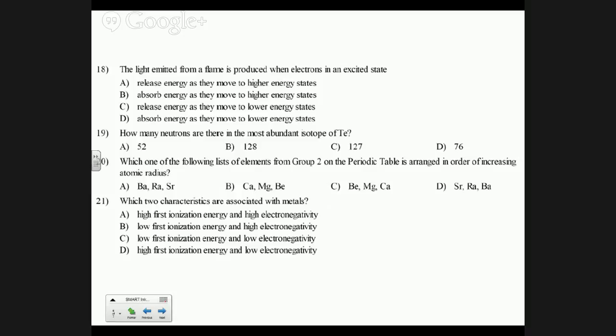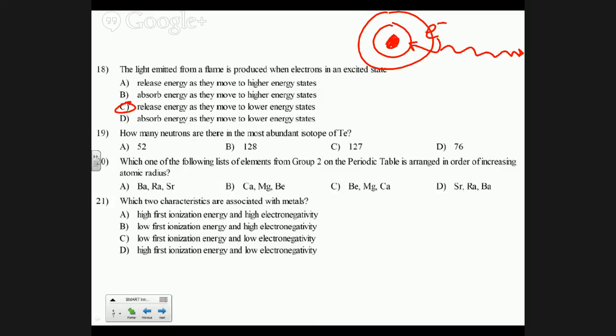18. Light emitted from flames is produced when electrons in an excited state fall back down an energy level, right? If we have an electron at a high energy level, it falls back down, and then it'll give off light. So it releases energy and moves to a lower energy state.